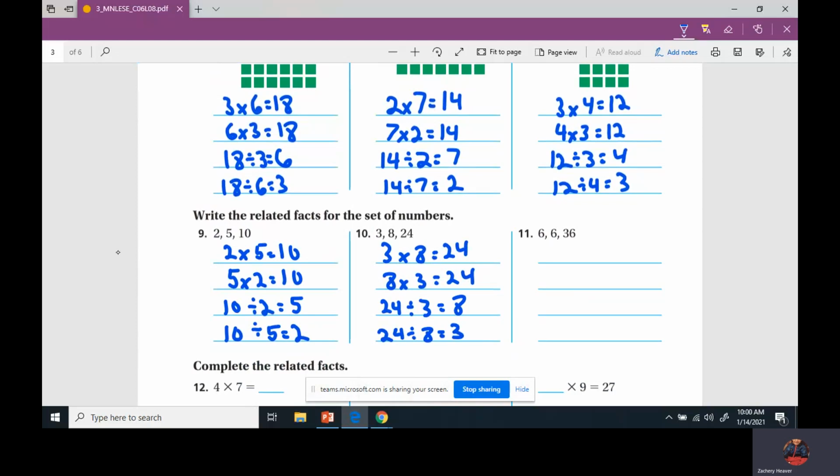And look, these two factors are the same, so there's only going to be 2 equations. 6 times 6 is 36, and 36 divided by 6 equals 6.